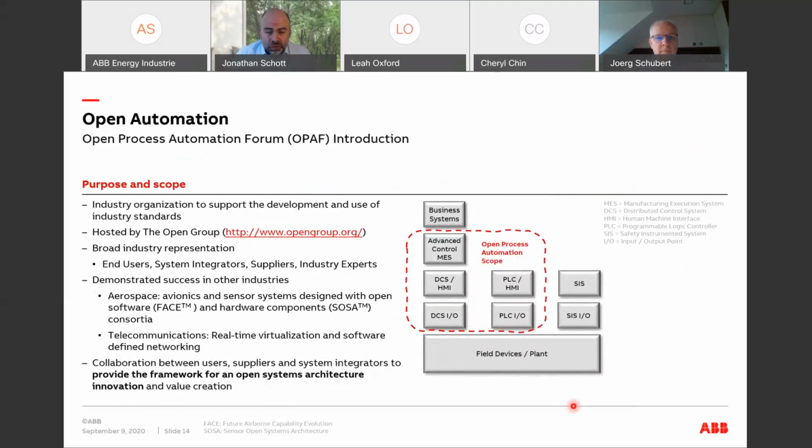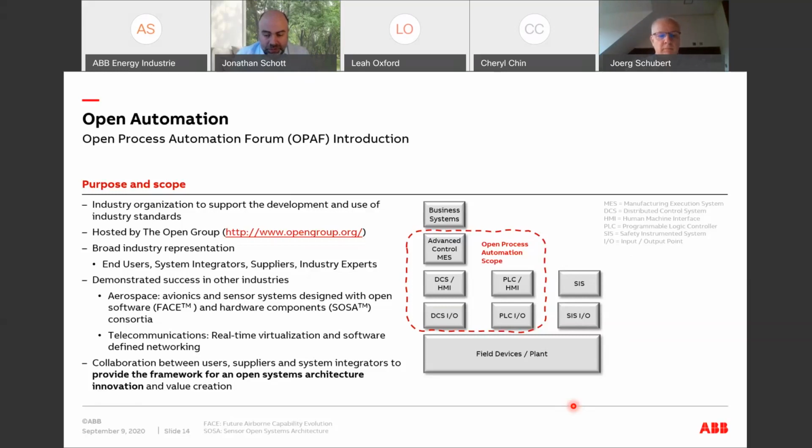The OPAF is a forum, an industry organization, and it supports developing the open process automation standard. It's hosted by the Open Group, and as I mentioned, there's a lot of industry representation. There are end users, system integrators, suppliers, individual experts, everyone is in there. The approach taken by the Open Group has been proven already. It's not a new approach. They have used it in aerospace and telecommunications with other successful open standards that they put in place. And this is very beneficial.